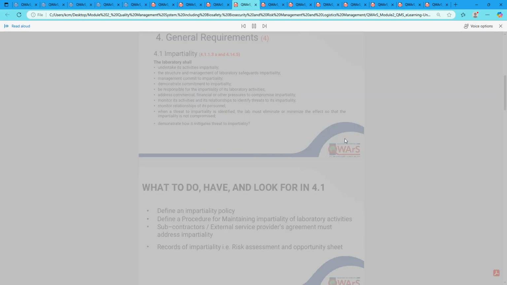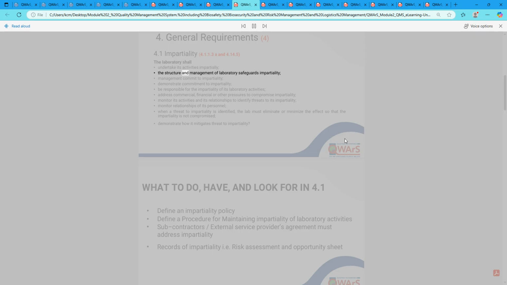15189:2012. 4. General requirements. 4.1 Impartiality. 4.1.1, 4.1.3A and 4.1.4, 4.1.5. The laboratory shall undertake its activities impartially.